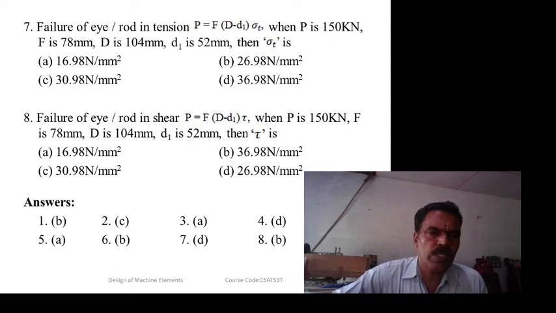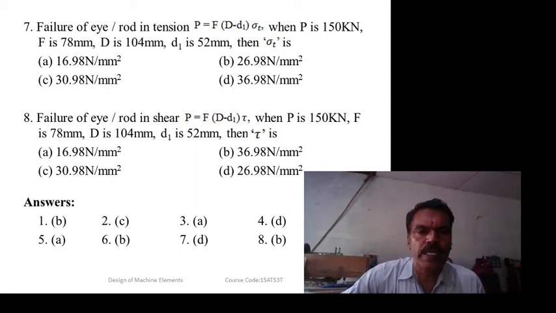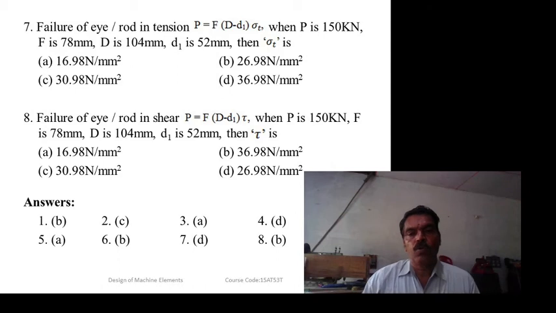Last question: failure of eye or rod in shear. P is equal to F into bracket d minus d1 into shear stress, when P is 150 kilonewton, F is 78 mm, D is 104 mm, D1 is 52 mm, then tau is dash. The formula and all the data are here. The only thing is to substitute the data given in the problem, then you can calculate the tau value, that is shear stress. There are four options, so write the right answer for question number 8.